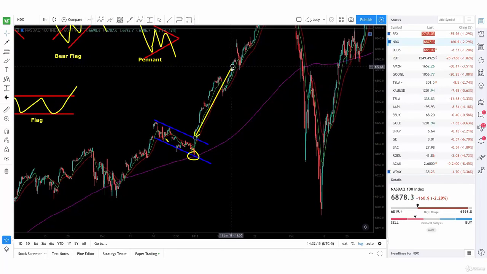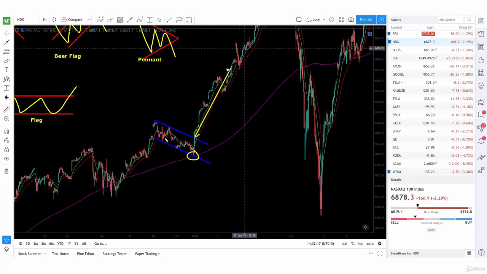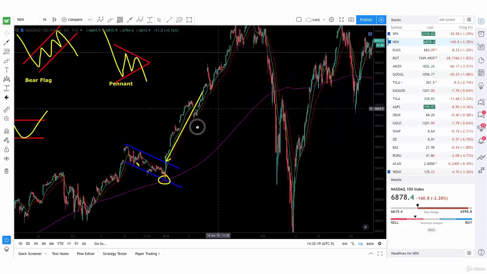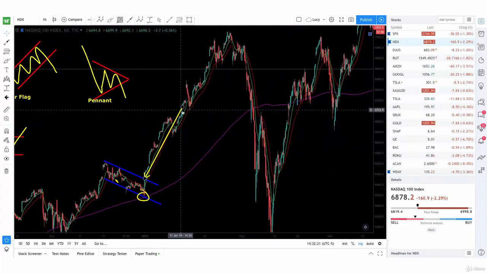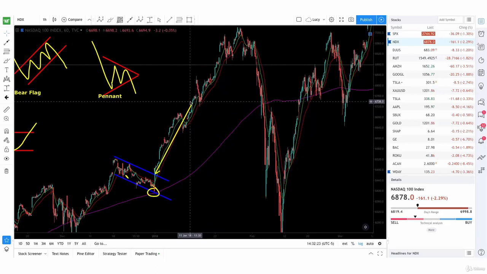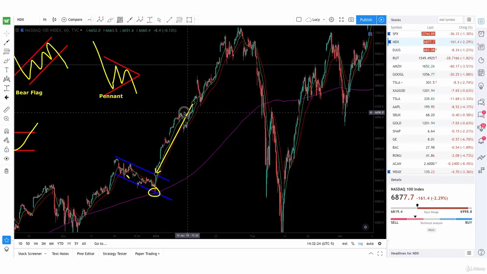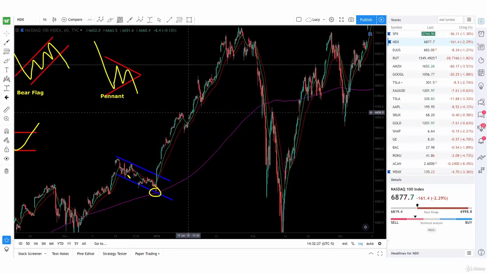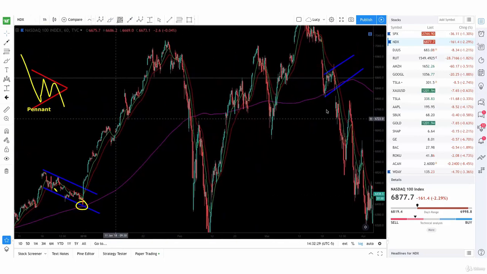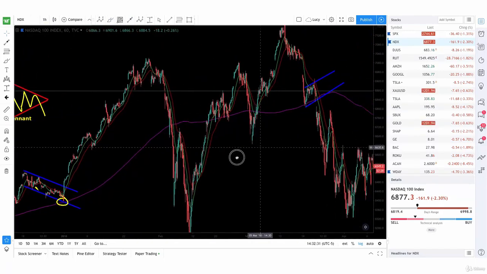Okay, sometimes it'll overperform. It'll actually go all the way up higher, just like it did here. But as always, you want to take profits while they're there. So this will be a nice take profit area to look for. And then we have here our bear flag.